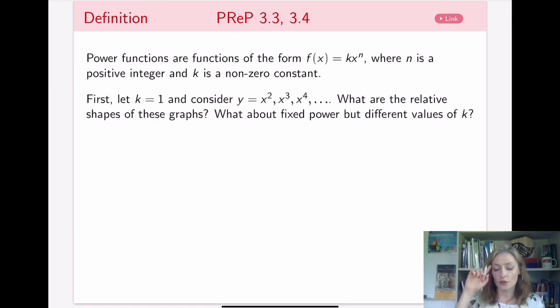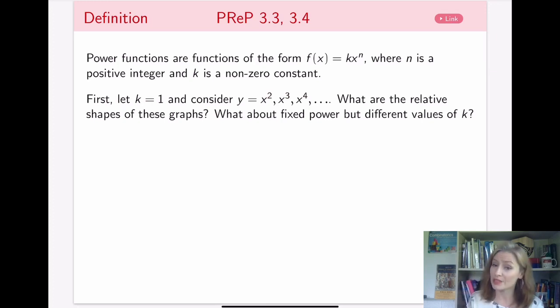In order to first visualize what they look like, it would be really nice to be able to sketch just a few of them. So for the very first simplest example, we're going to take this k to be 1. So essentially you can pretend it's not even there. So we will consider functions of the form x to some power. And let's take different powers. So for example, x squared, x cubed, x to the 4th, and so on.